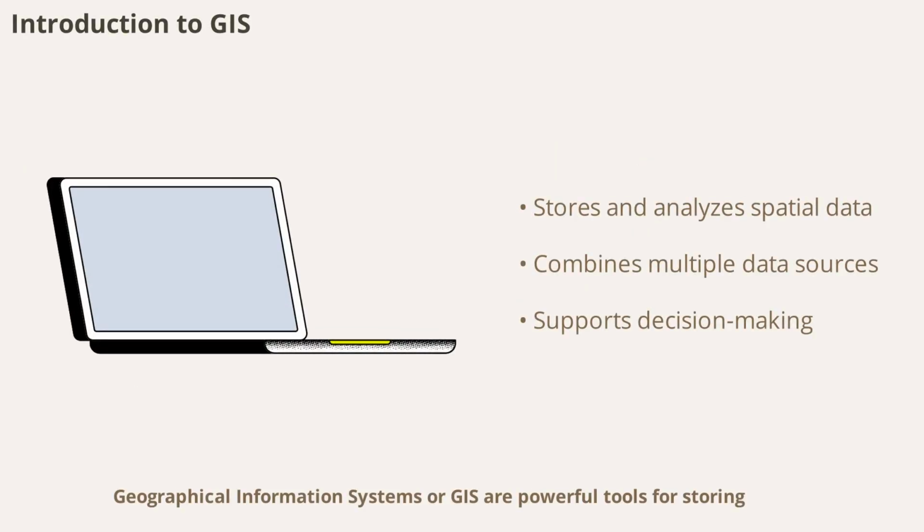Geographical information systems, or GIS, are powerful tools for storing, analyzing, and visualizing spatial data. GIS integrates data from remote sensing, maps, and other sources, allowing users to explore relationships, patterns, and trends. By combining multiple layers of information, GIS supports better decision-making in fields like environmental management, urban planning, and public health.